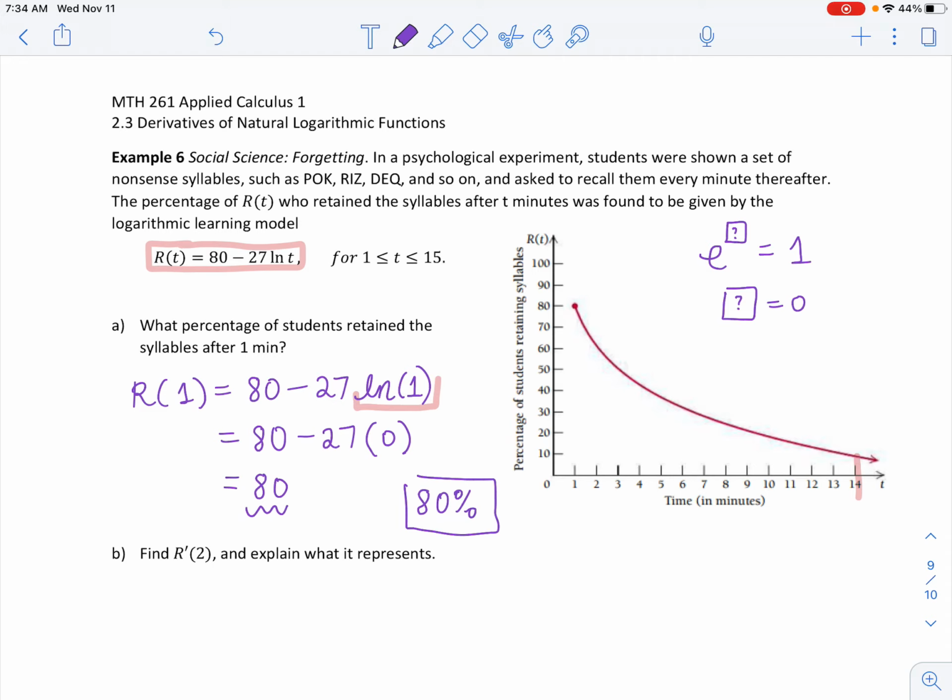So, wow, 20% of these students already forgot it after 1 minute. So still doing good. 80% still remember what is going on. And you know what? I did plug into the function, but I could even read it over here. They gave us this nice graph. So after 1 minute, I can see 80% of students still remember these syllables.